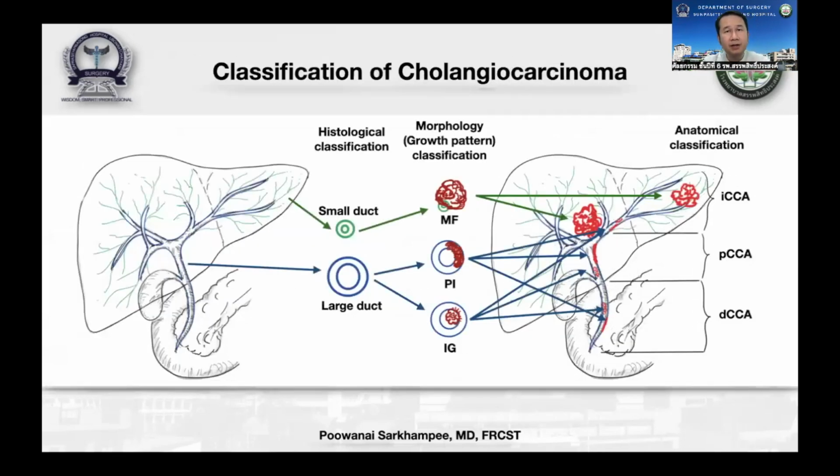We know that cholangiocarcinoma has different classifications. If you look at the histological classification, intrahepatic cholangiocarcinoma is classified into small duct type and large duct type. If we look at the morphological classification, we can divide it into mass-forming type, periductal infiltrating type, or intraductal growth type. And in the anatomical classification, we can divide it into intrahepatic, perihilar, and distal cholangiocarcinoma. There are a lot of classifications and a lot of different types of cholangiocarcinoma.